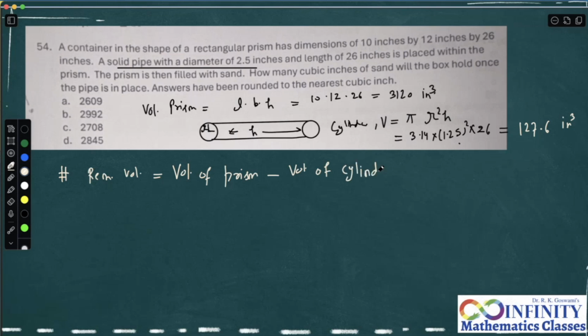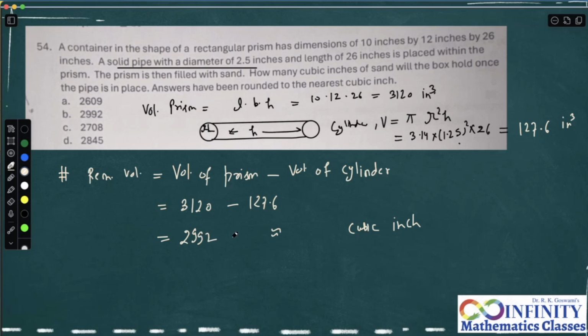Am I right? Yeah. So volume of prism is going to be how much? 3120. This is what we obtained. And it is 127.6. Just do the basic calculation. Tell me what is going to be the answer. And then after, round off the answer to the nearest cubic inches. Tell me what is 3120 minus 127.6? 2,992.